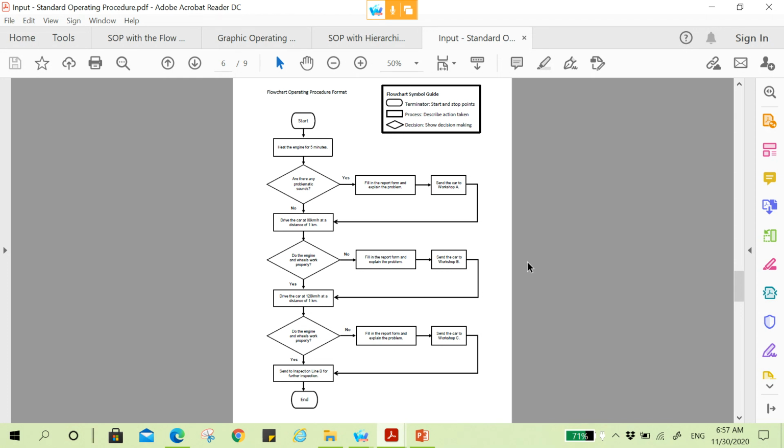In our next meeting, inshallah, we will try to learn more on flowchart operating procedure format in terms of how you guys can write the process as well as construct a yes or no question. Okay, so that's it for flowchart for today.